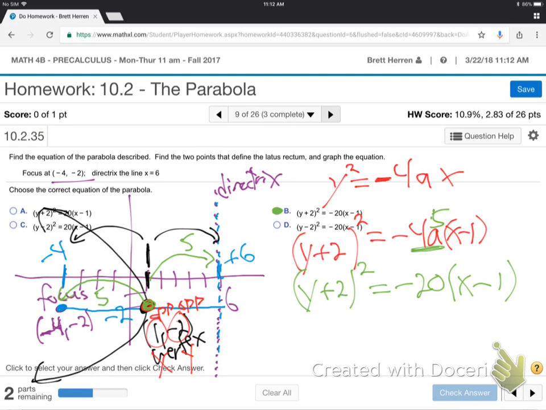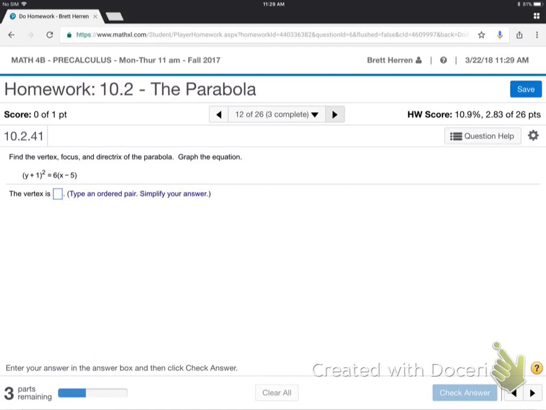So a is 5. So there's our equation. Good on that? Questions on that? A lot of details to these things, huh? All right, so there we go. (y + 2) squared equals -20(x - 1).